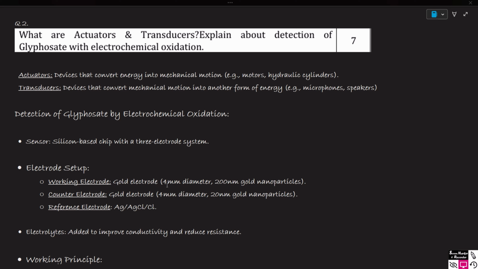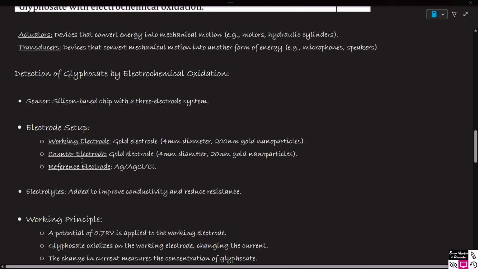The specifications are 4 millimeter diameter and 200 nanometer gold nanoparticles. Okay, these both are same. Just for reference, we are taking 3 electrodes, and the reference electrode here we are using AgCl, which is Ag, meaning silver. Here, working and counter electrode we are using gold, and reference electrode we are using silver.